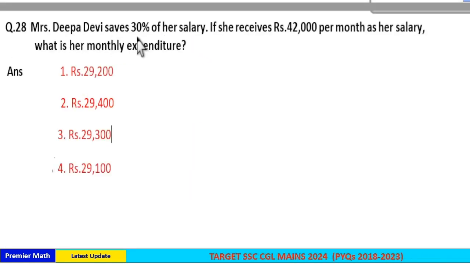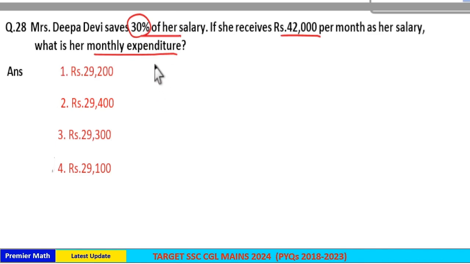Mrs. Deepa Devi saves 30% of her salary. If she receives 42,000 per month as her salary, what is her monthly expenditure? 30% she saves means the remaining 70% is her expenditure, monthly expenditure. So monthly salary is 42,000.